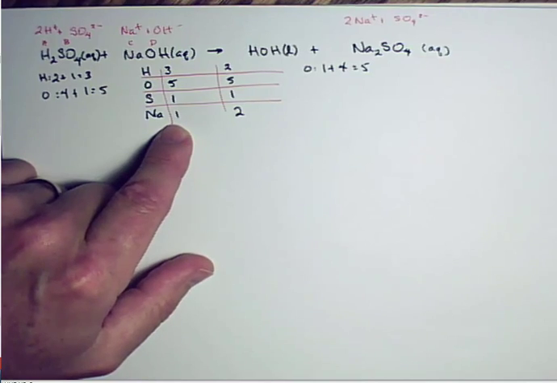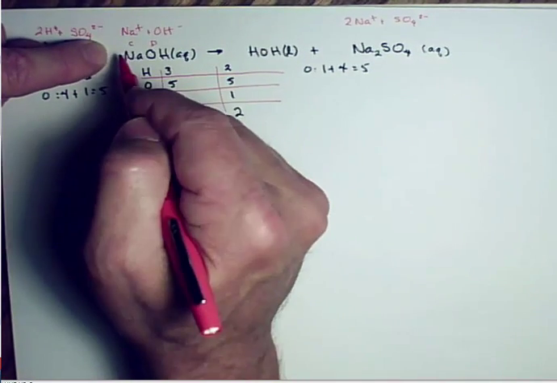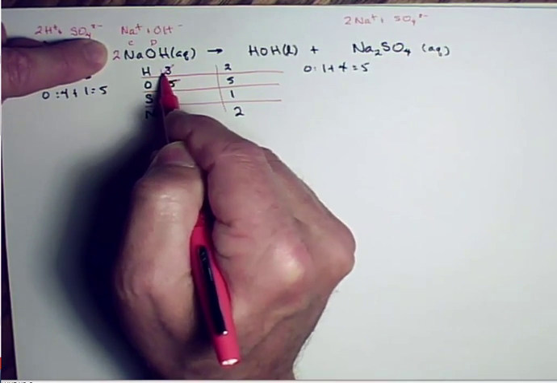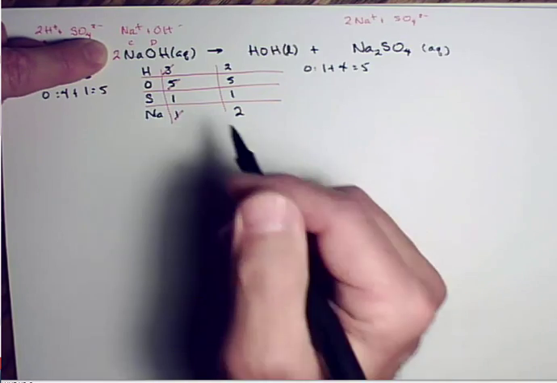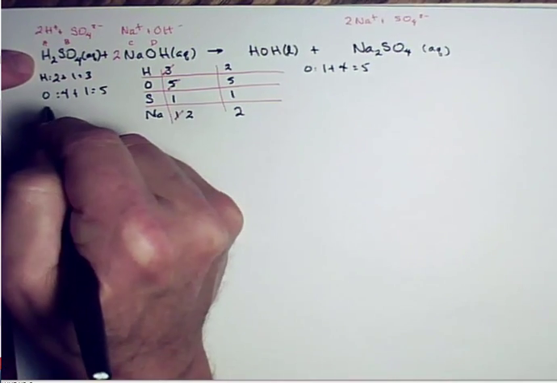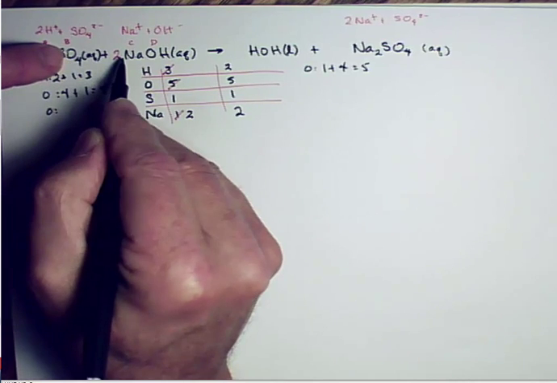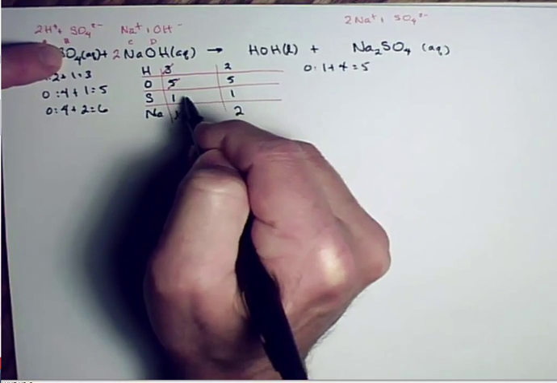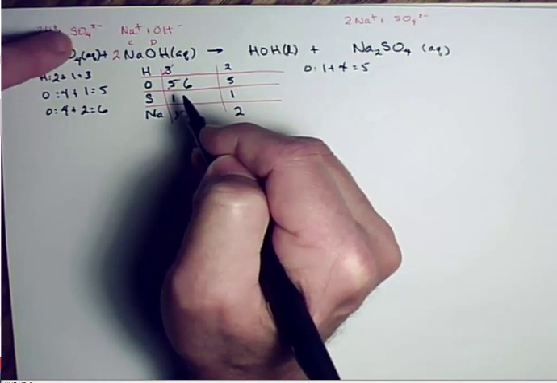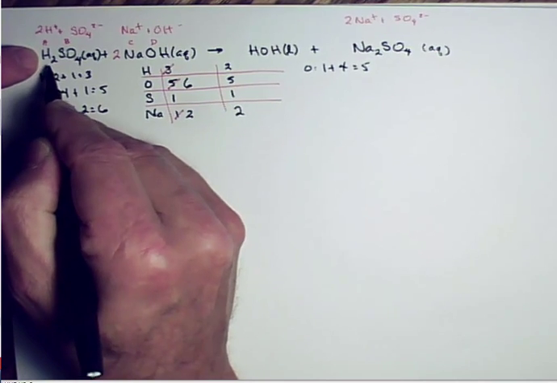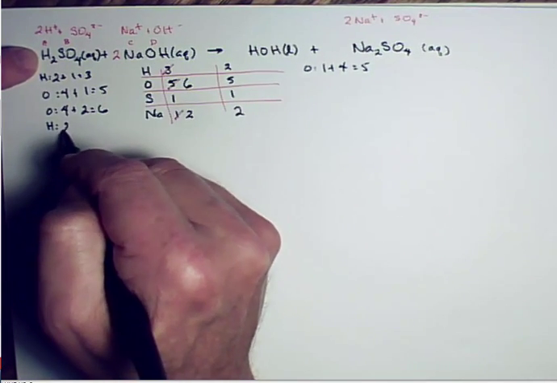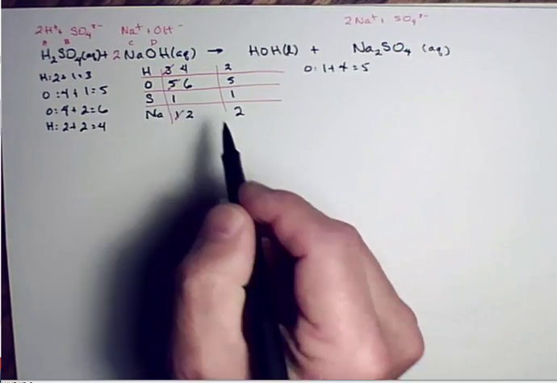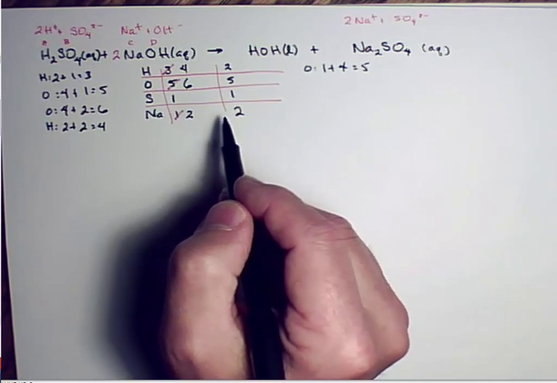So we're going to put a coefficient 2 in front of the species here that contains the sodium. And that's going to change the number of sodiums, the number of oxygens, and the number of hydrogens. So now we have 2 sodiums. We have 4 oxygens here, and 2 times 1 makes 2 there, so that's 4 plus 2, or 6 oxygens. And I now have 2 hydrogens here. 2 times 1 is 2 here, so 2 plus 2 gives me 4 hydrogens. Okay, so sodium and sulfur now are balanced.